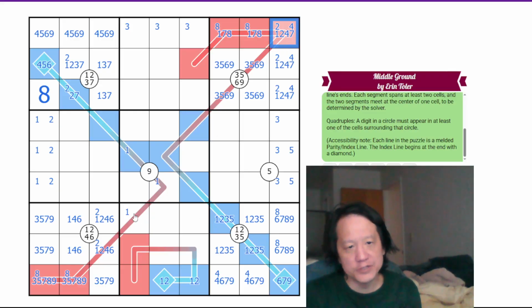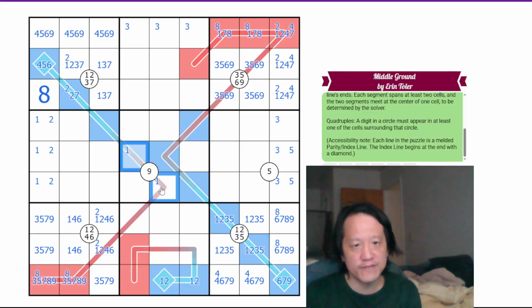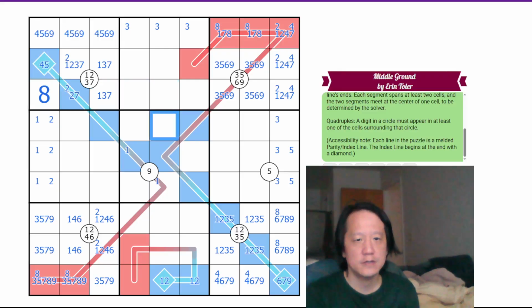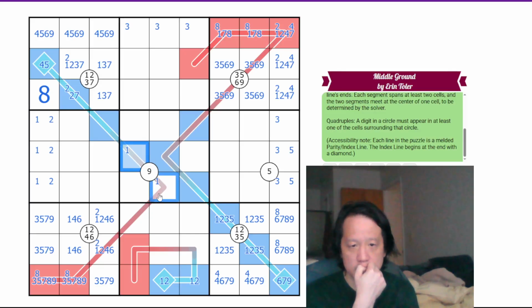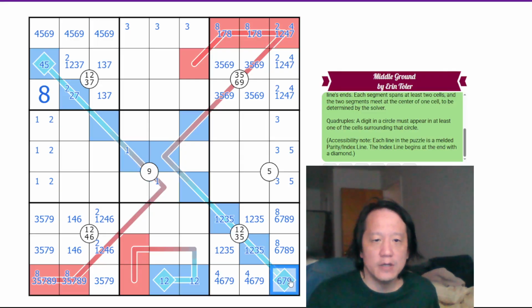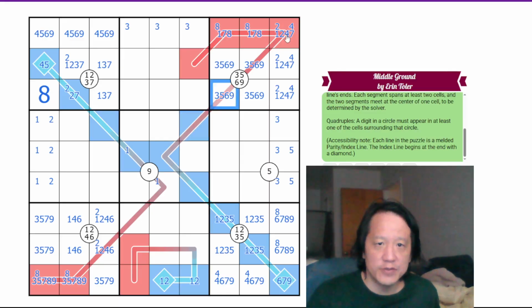Remaining digits... Oh, this can't be 1 because of the 1-2 pair in the box. So this has to be 4 or 5. That's referencing. Which means 1 has to be one of these 2 digits here. Okay. So 1 can be in... Cannot be in the 6th position. Has to be 7th or 9th. And it cannot be 7th because this can't be a 1 surrounding this quad.